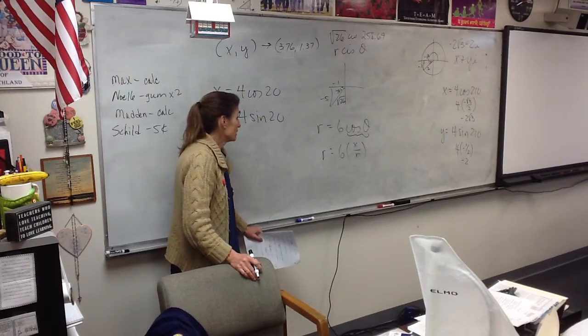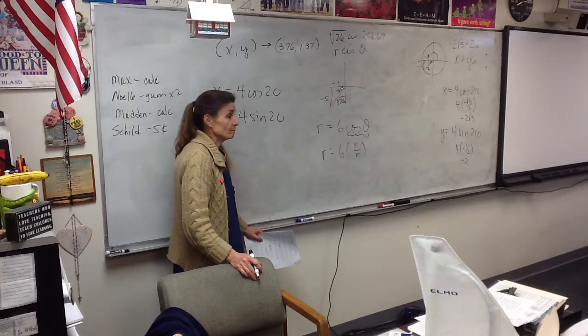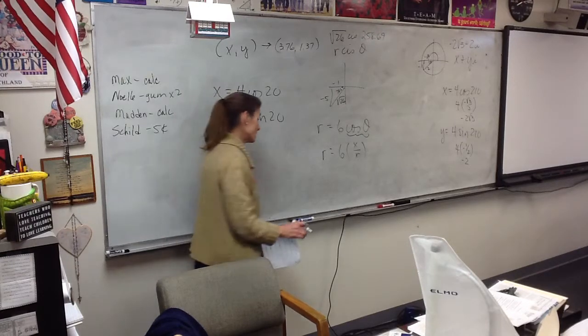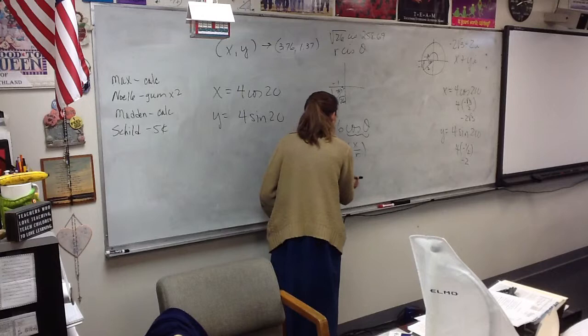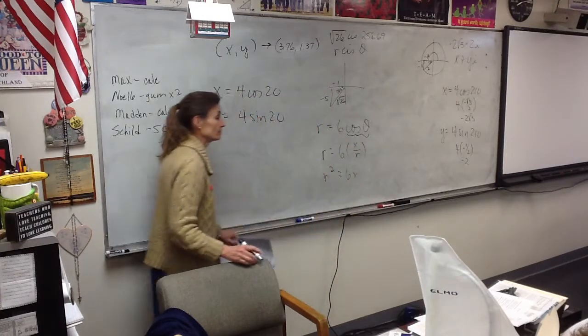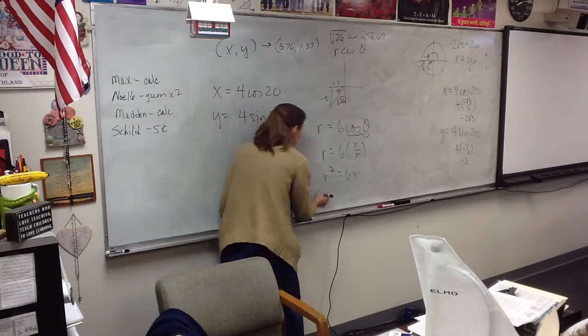Okay. So, now what? Get rid of that fraction, so r squared equals 6x. x squared plus y squared.